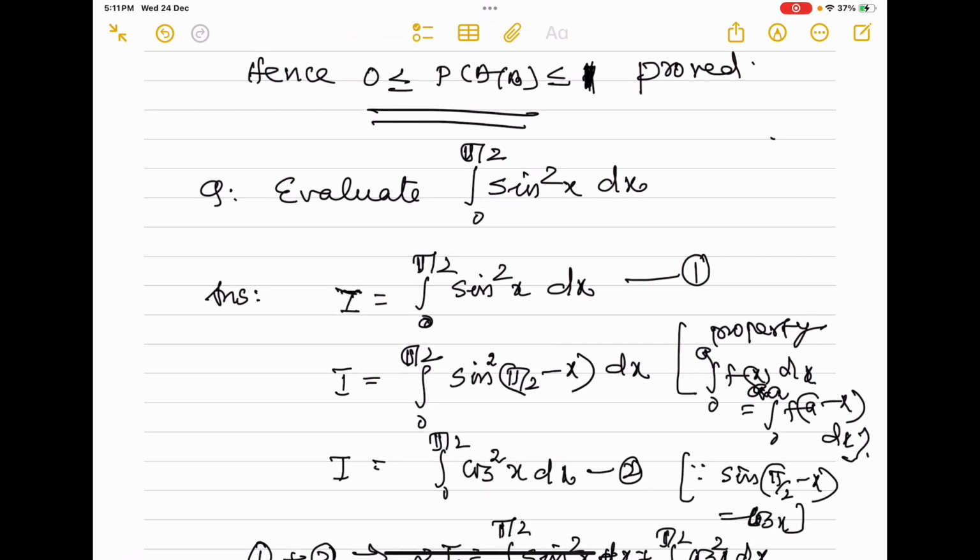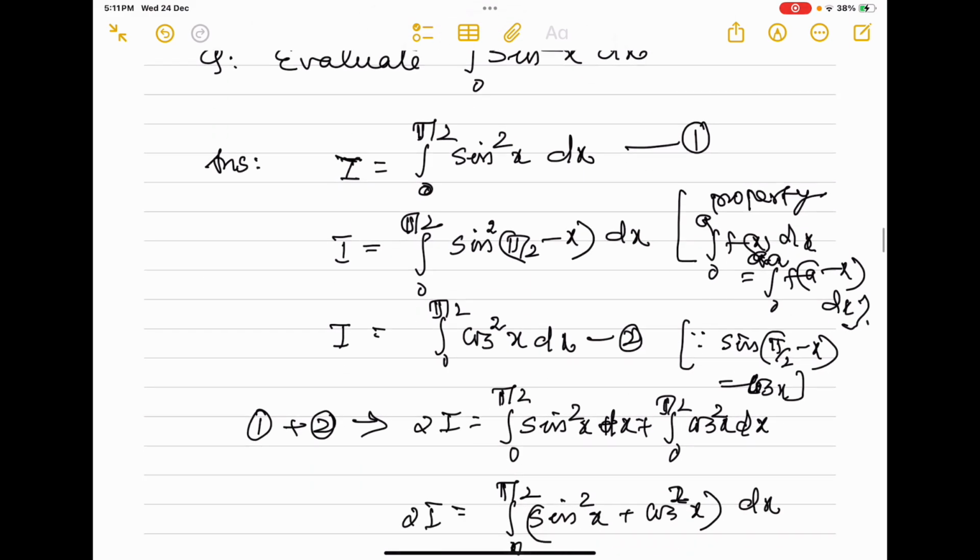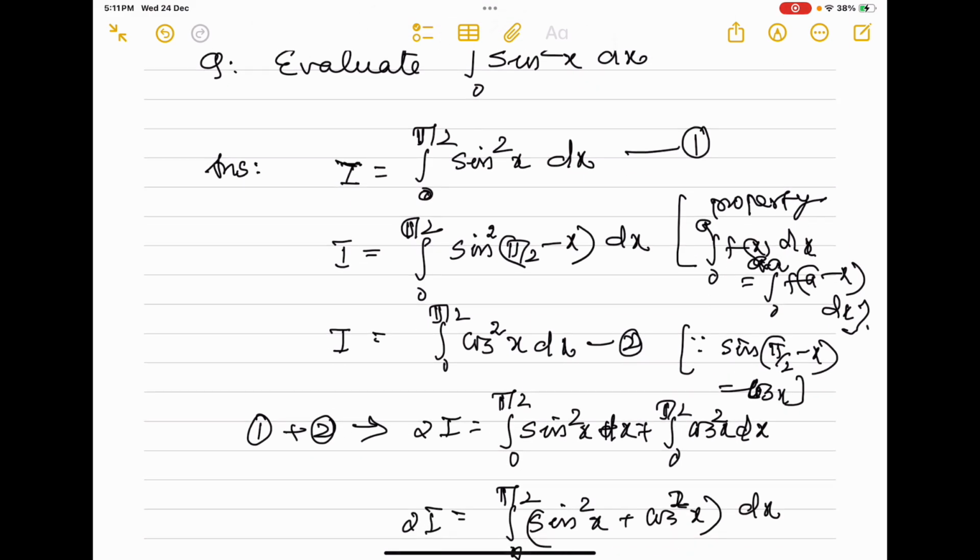Here we apply the property: integral 0 to a f of x dx is equal to integral 0 to a f of a minus x dx. So, first, given I equal to the integral from the question, equation number 1. In second, we apply this property: integral 0 to pi by 2 sine square of pi by 2 minus x dx. That is I equal to integral 0 to pi by 2 cos square x dx, since sine of pi by 2 minus x equals cos x, so cos square x dx, equation number 2.